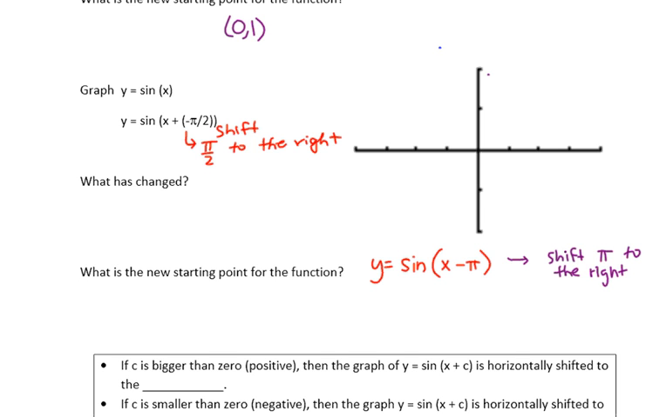Okay. If I had an equation that said y equals sine, let's say x plus 3 pi over 2, well, let's actually make this pi over 4. Plus pi over 4, what would be our shift? It would shift pi over 4 to the left.